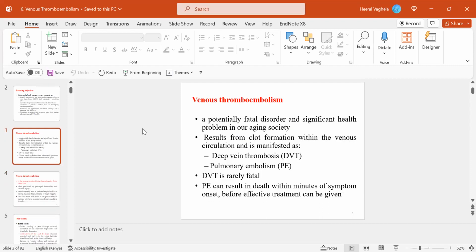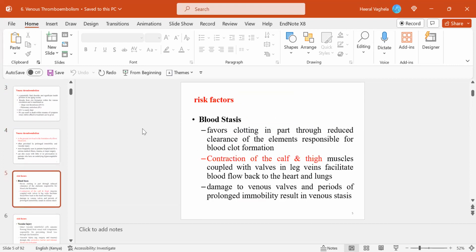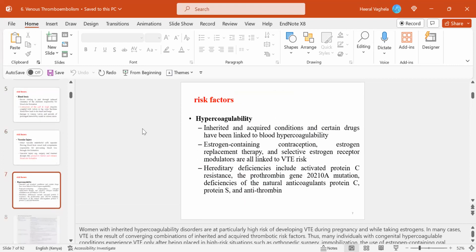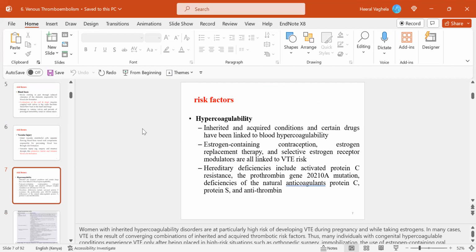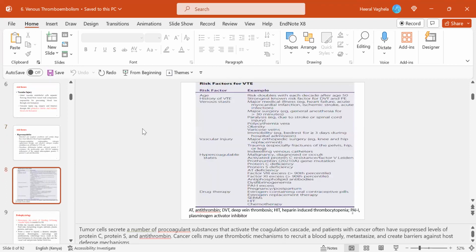So the main conditions are deep vein thrombosis, DVT, and pulmonary embolism. So here, like we said, blood stasis, vascular injury, hypercoagulability. And some of the other risk factors would be age, because we know the elderly don't have a lot of physical activity, so that can also cause blood stasis in their legs. Drug therapy, like I said, mostly with estrogen-containing drugs.